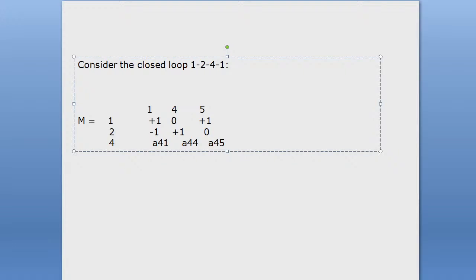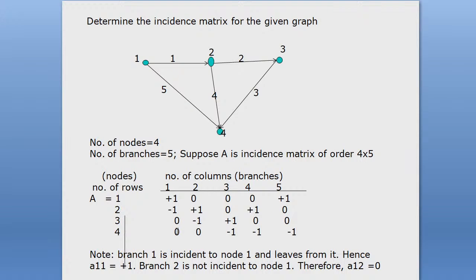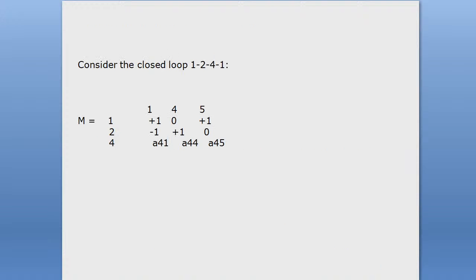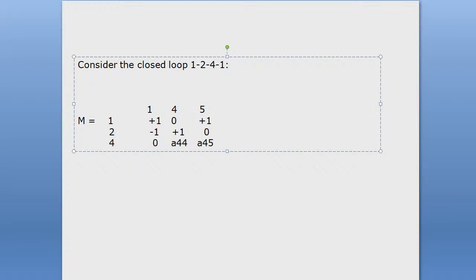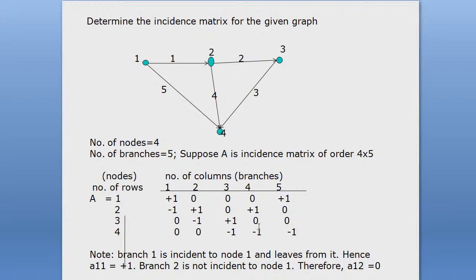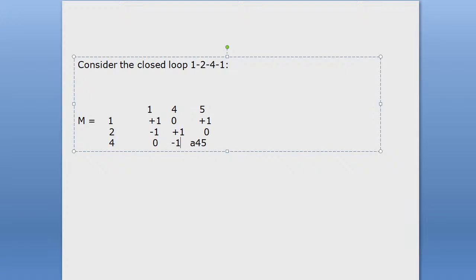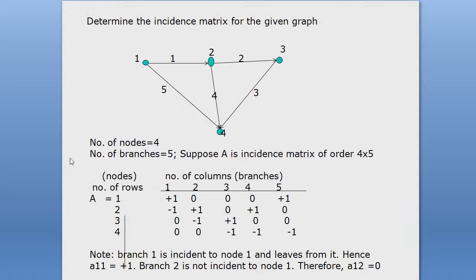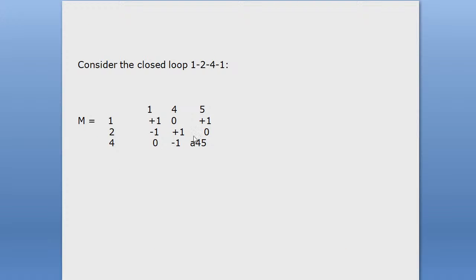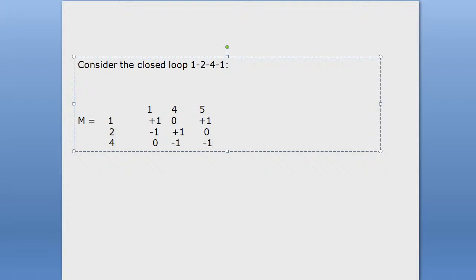Then you write A41. The value of A41 is 0. A44 value is minus 1 and A45 value is minus 1. Now you calculate the determinant of this matrix.